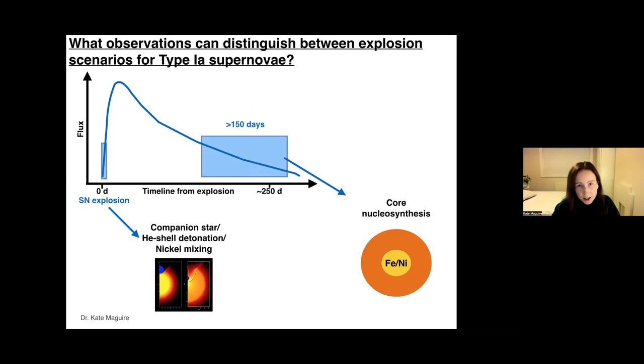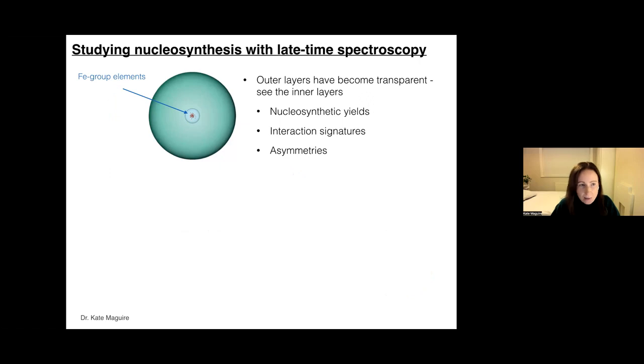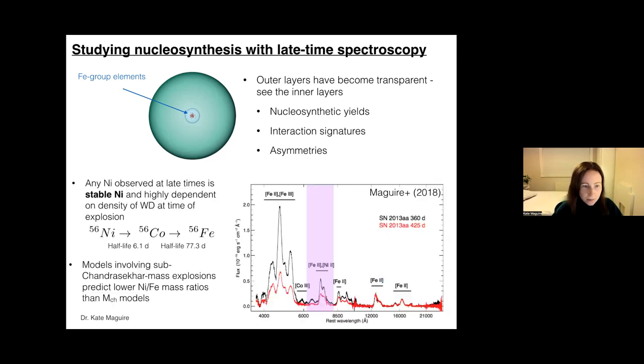Okay, so then another interesting phase is these late time observations. As I said, the late times are really interesting because we can see the nucleosynthetic yields that are going on in the core of the supernova. We can also look for interaction signatures if there's hydrogen or helium material. This is when it's predicted to be seen. And you can also look for asymmetries in the ejecta.